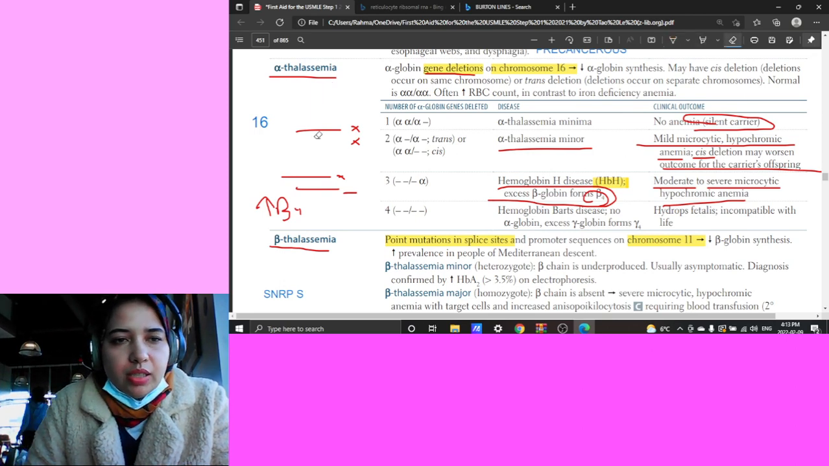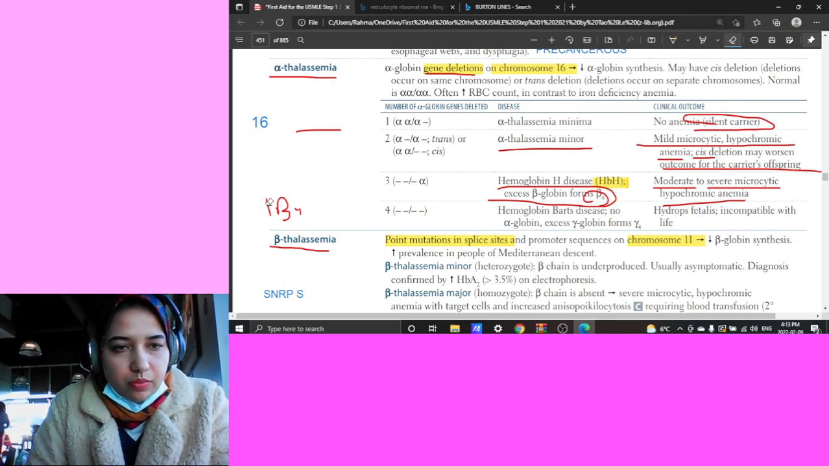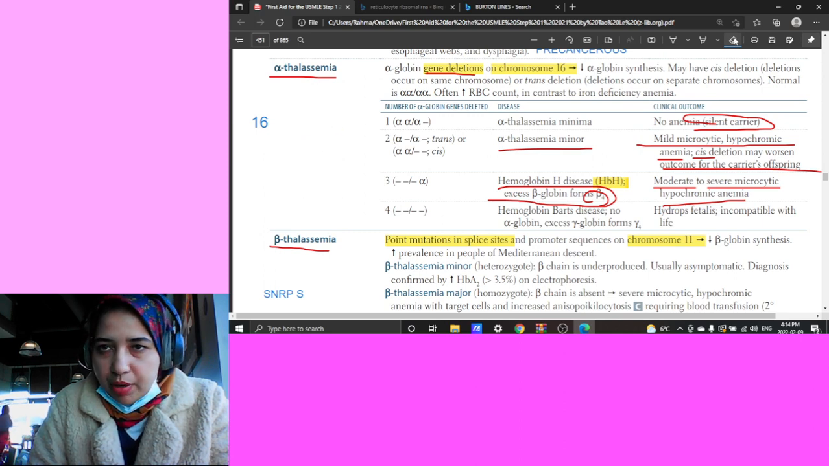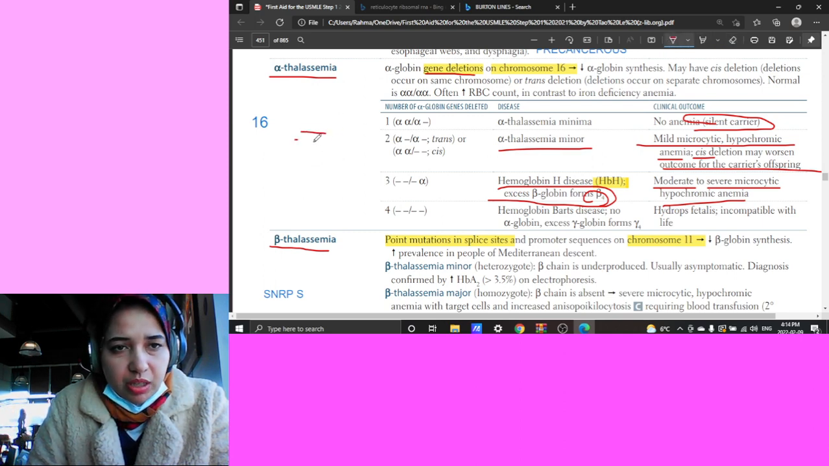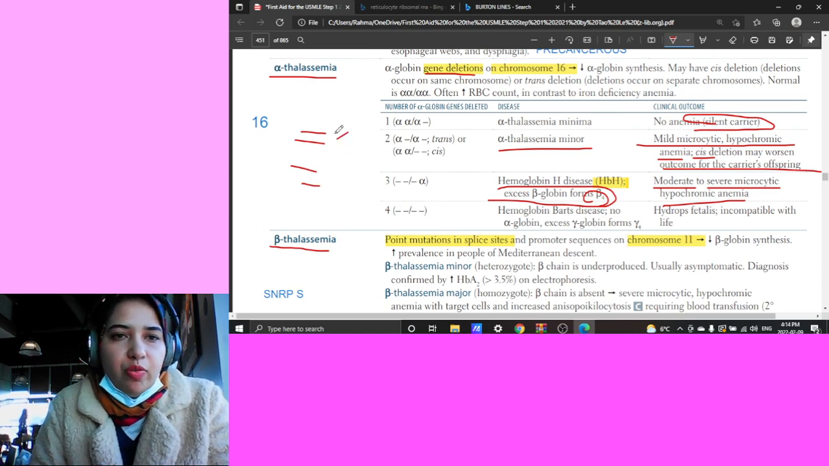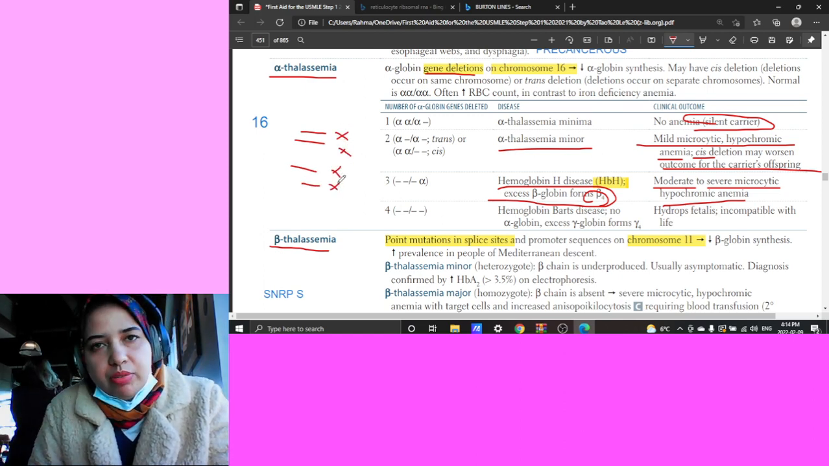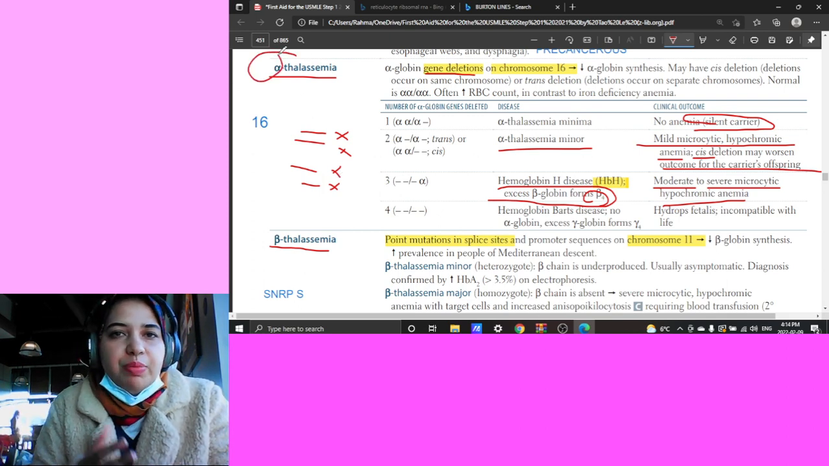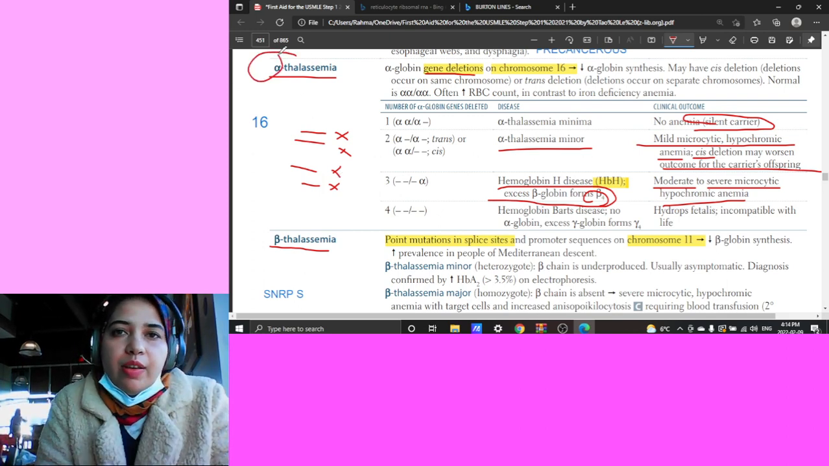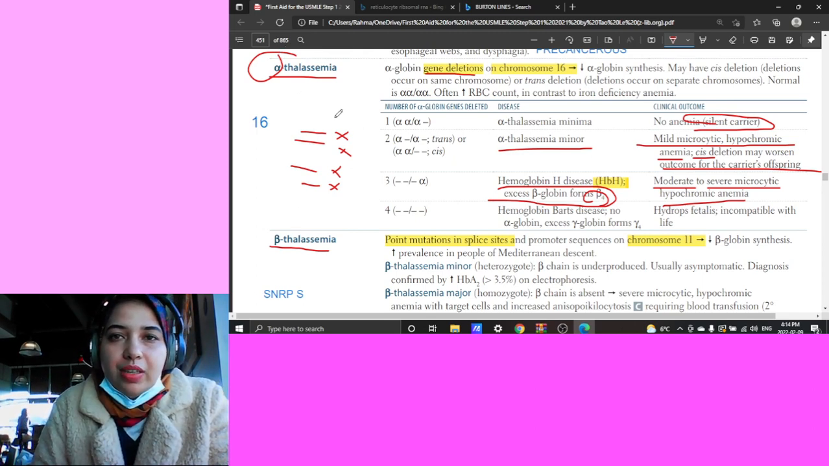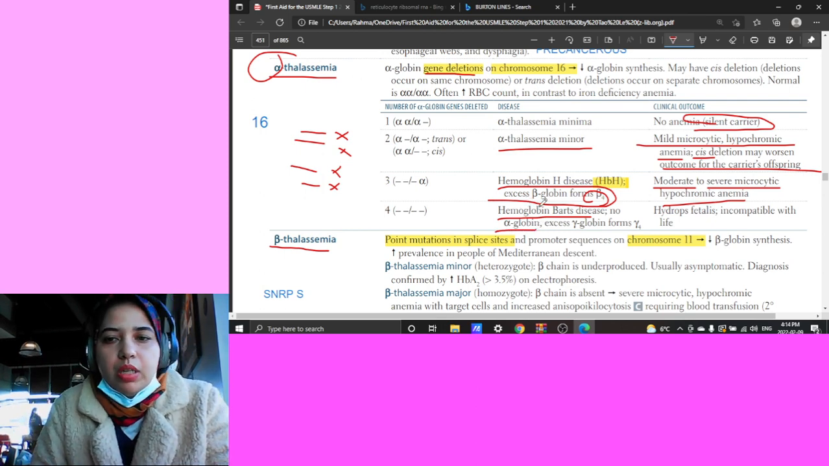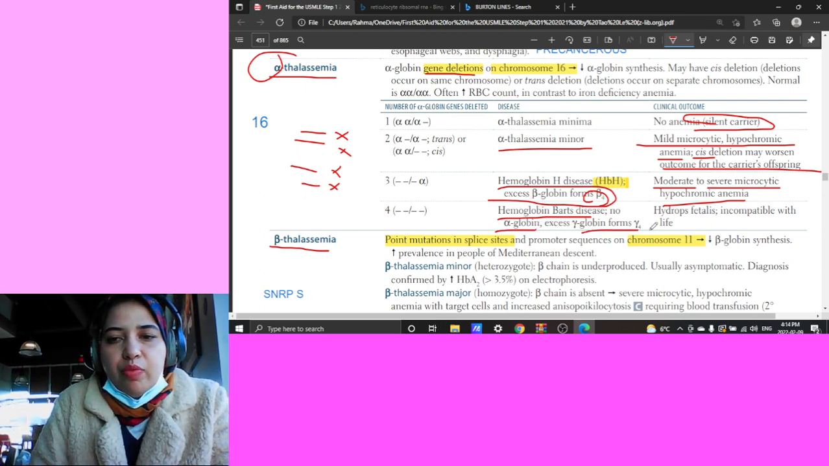The last but not least, and the most dangerous form, is hemoglobin Bart. Hemoglobin Bart, I have nothing. I have no alpha being formed. And I always say, always remember your embryology. Remember, I need alpha for HbF to develop. If I don't have alpha even for HbF, because I have four deletions here in hemoglobin Bart disease, no alpha globin is being formed. I'm only going to have the excess gamma globin form, which, remember, makes the other two parts of hemoglobin F. So you're going to have increased gamma here and beta here. And this is the worst.